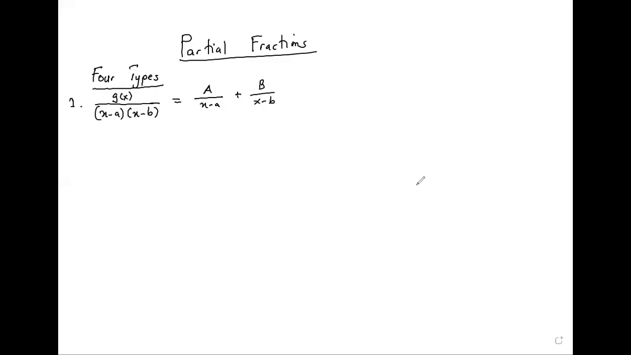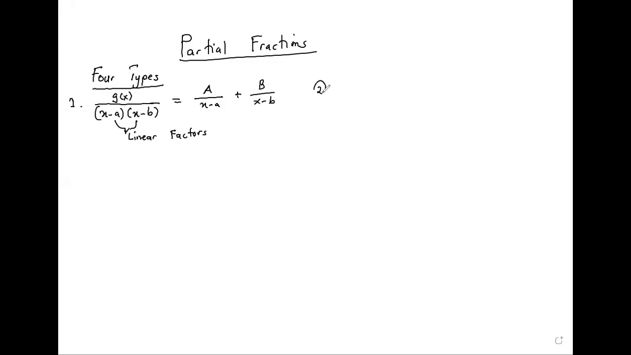So this is, we call these linear factors. Linear factors. So you do that.